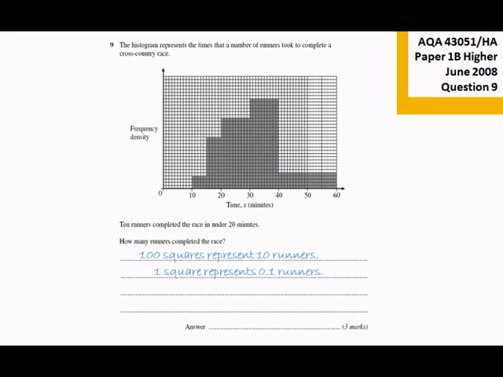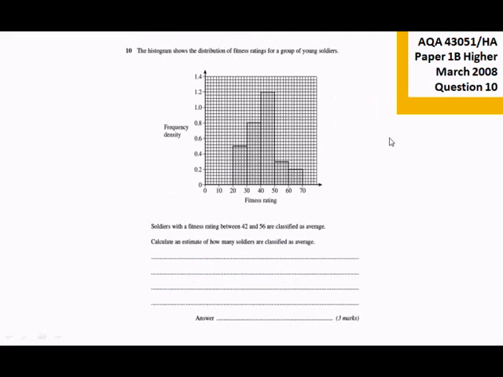So a single square must be 0.1 of a runner. And in the whole thing, there's 700 squares, so that must represent 70 runners. So the answer is 70.